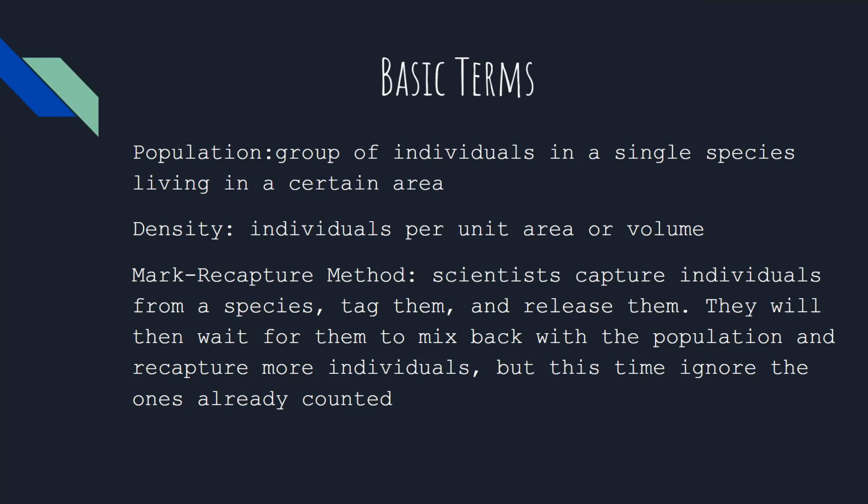And then we have the mark recapture method, which is the main method in which scientists capture individuals from a species, tag them, and then release them. They will then wait for them to mix back within the population and recapture more individuals, but this time ignore the already counted ones. So you can capture a bunch of organisms and mark them so that you won't count them twice. Then you can see how the number of new organisms changes as you move from the first, second, third, fourth capture cycle. From there, you can extrapolate and determine how many there are in a certain area.